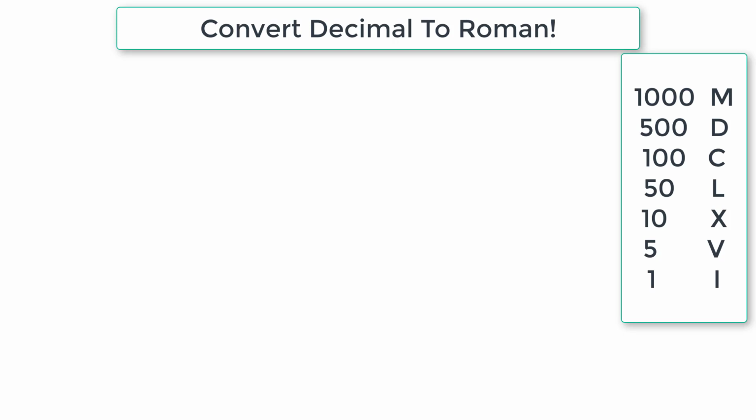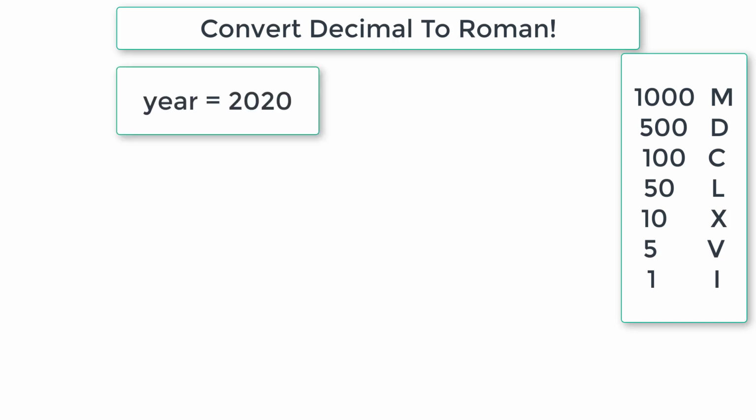If the user enters the year 2020, I'll write a while loop to keep iterating through this year. While year, this while loop keeps iterating until year is some positive number. Once year is equal to 0, the control exits this while loop. So this is the simple logic for the while loop.